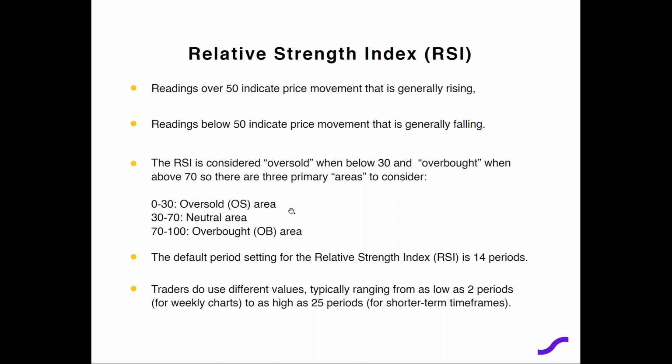There are three primary areas to consider. 0 to 30 is the oversold area, meaning that everyone has been selling for a while. They've exhausted that selling option and will soon maybe start looking for a buy option, depending on market conditions. 30 to 70 is a neutral area, and 70 to 100 is an overbought area.